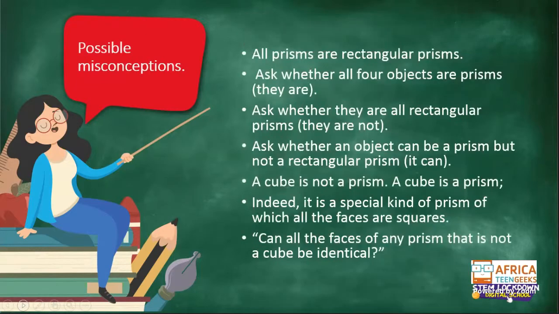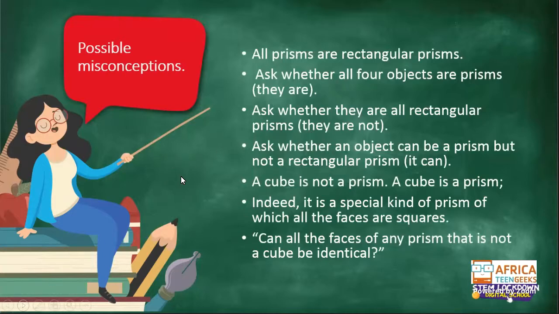All right, so here are the possible misconceptions. Something that might be untrue, that's what misconception means. The fact that people think all prisms are rectangular prisms, that's a misconception. Ask whether all four objects are prisms. All four objects are prisms. Okay, all right, they are.